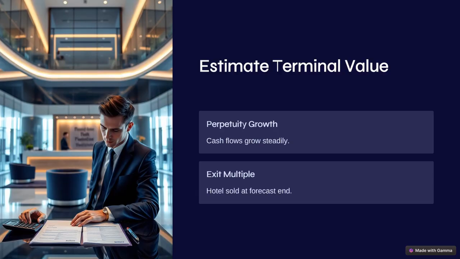Then we know that even after 5 to 10 years, it is not that the income from the hotel will stop. It will continue to generate income for a number of years. So there are two situations. One is that income will be perpetuity. So we will assume a perpetuity growth model in that case, where the cash flows grow steadily.